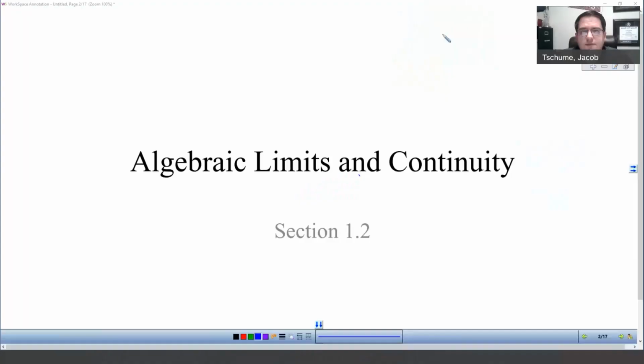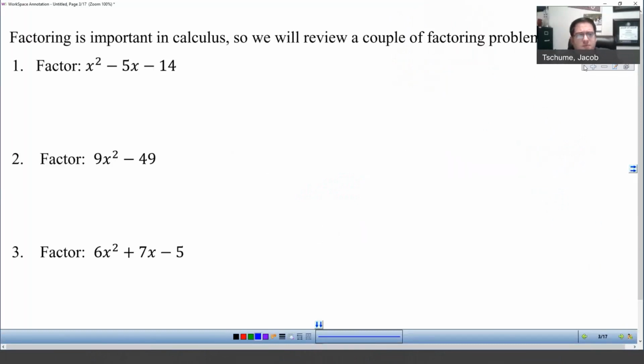Hi, everybody. So in this video, we are going to move into section 1.2, which is the second section of limits, and we're going to look at the idea of algebraic limits and then talk about an idea called continuity. So let's get started. Just like in the last section, before I get into what algebraic limits are, I do need to review the idea of factoring with you because there is a good bit of factoring in this section, and this is something you should have covered in an algebra class.